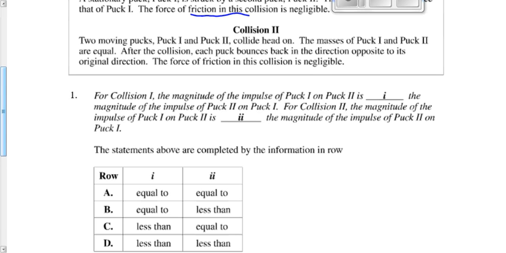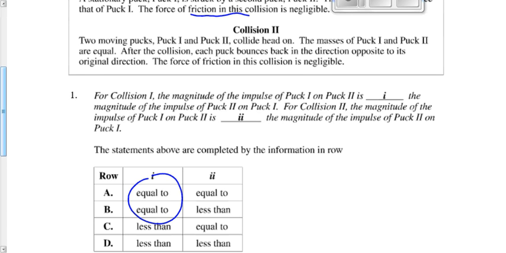Okay, it is equal. And the reason it's equal is because ultimately, if object A applies a force on object B, B will apply an equal and opposite force on object A. Right? Newton's third law, which is really just a statement of impulse, when it comes down to it.